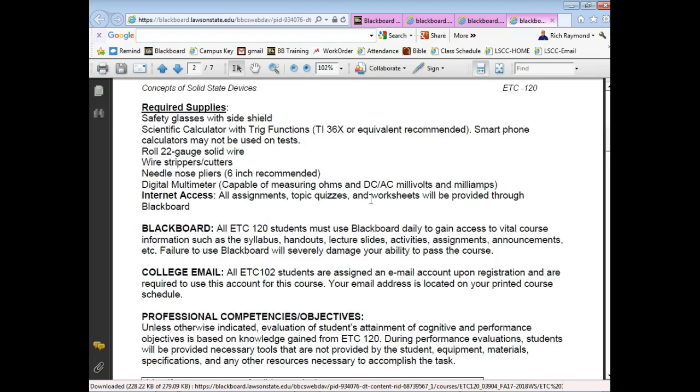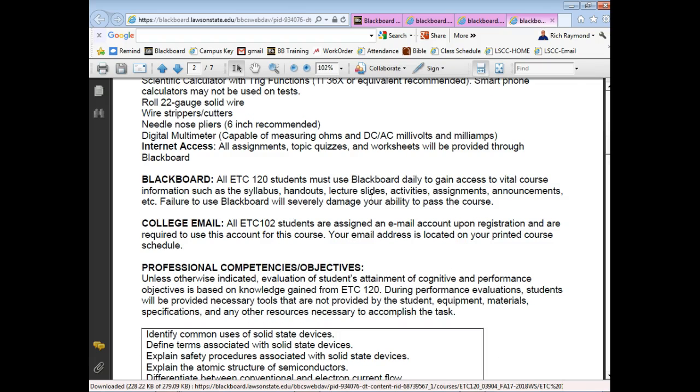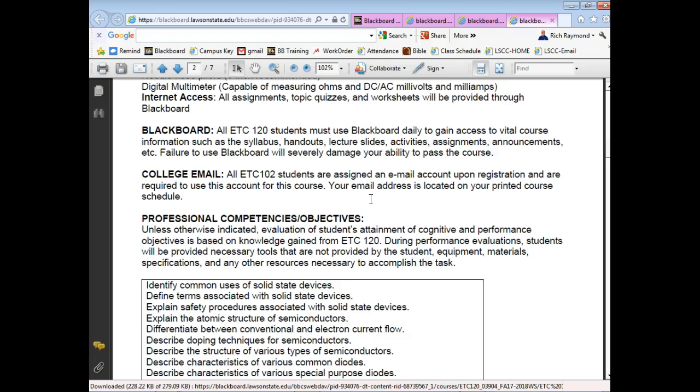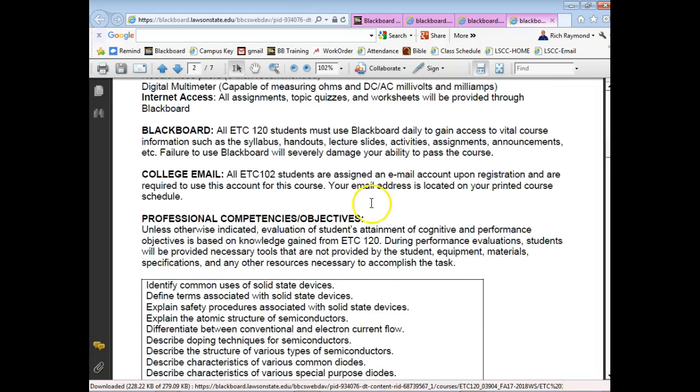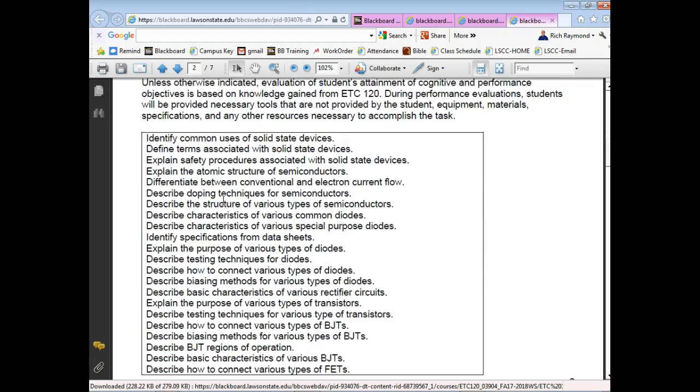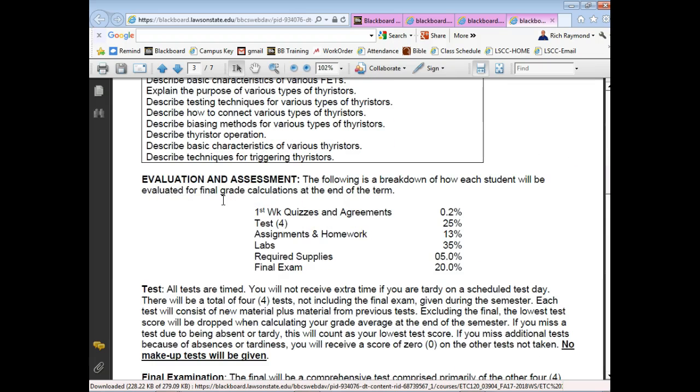There's the book, required supplies, Blackboard. If you don't use Blackboard in the class, you're going to have problems. College email. You know, this is why we also use that texting software, because they said about 30% of the people check their email all the time. 90% of the people respond to text. So it's a lot more likelihood that we get to you. This is what we're going to be covering, topics we're going to be covering during the class. This is the way you're graded, percentage.